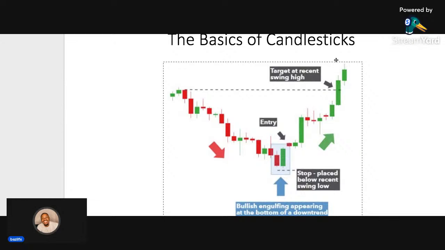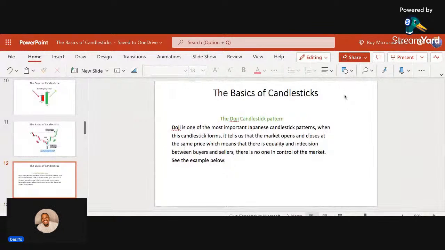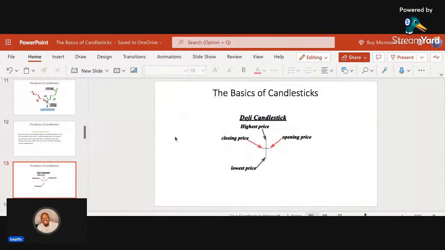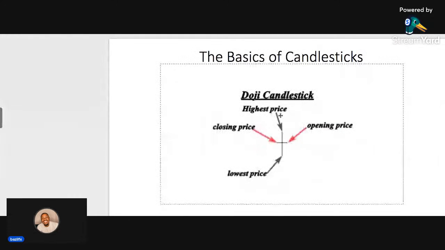So this is called the bullish engulfing candle. From here, we have what we call the Doji candle. Now, this is one of my favorite candles, the Doji. Guys, remember I told you some of these candles just represent literally the same thing. A Doji candle is just like a plus. Most of you know it as a plus. A Doji candle represents indecision in the market. Buyers and sellers are indecisive.